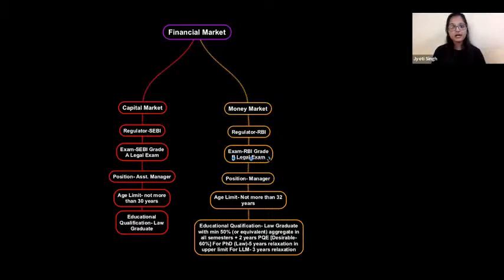Now, as you can see, there is a difference in the grades. When you appear for SEBI, it's Grade A. When you appear for RBI, it's Grade B. So as you can see, there is a difference in the grades to which you would be appointed.